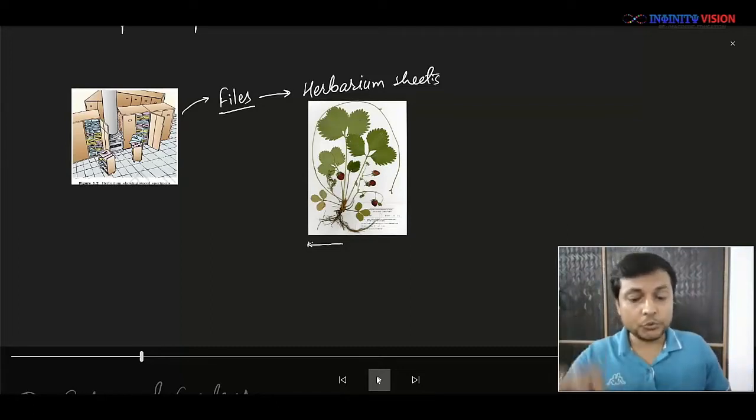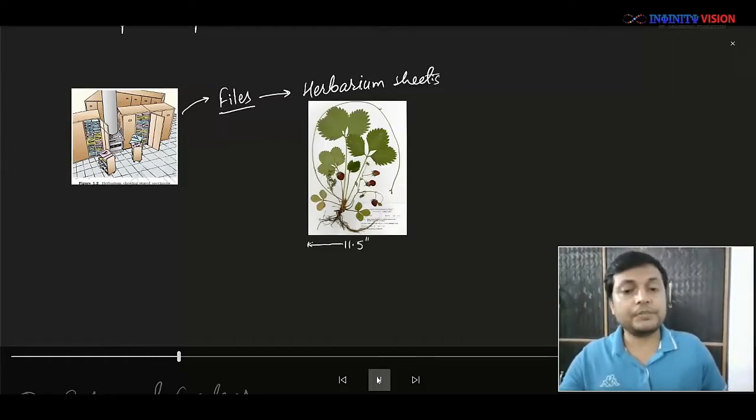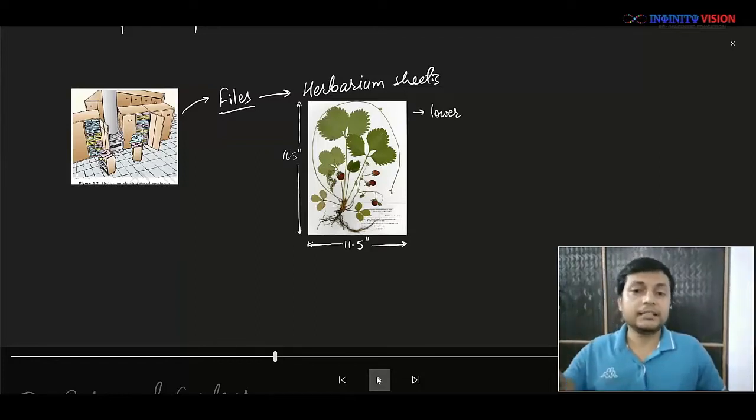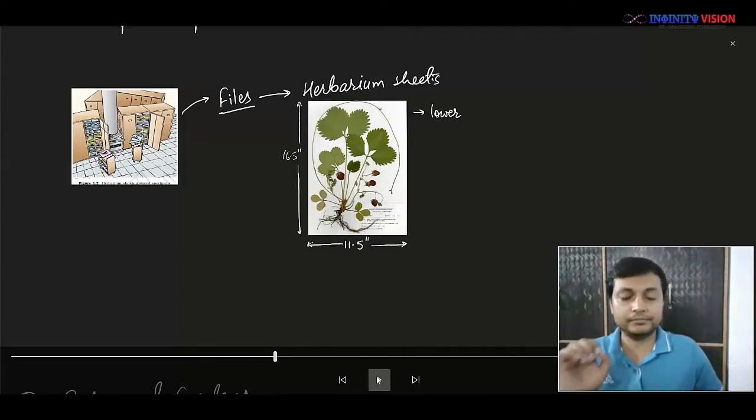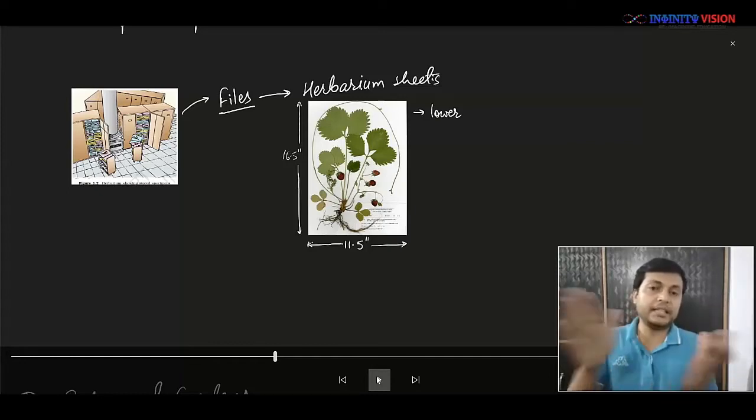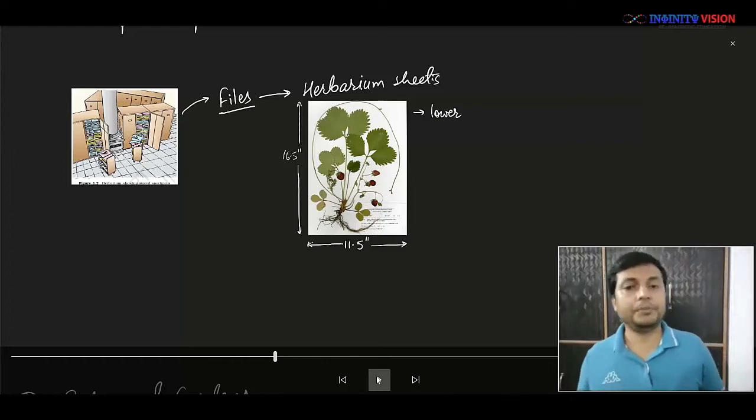Now, things to note: the typical herbarium sheet has a dimension of 11.5 inches wide and around 16.5 inches in length. Remember these facts, okay? So a typical herbarium sheet has a dimension of 16.5 by 11.5 inches. On this sheet, you take the specimen, keep it, press it, and dry it so that it gets dried, pressed, and preserved on that sheet. And this is how you prepare the herbarium sheet.